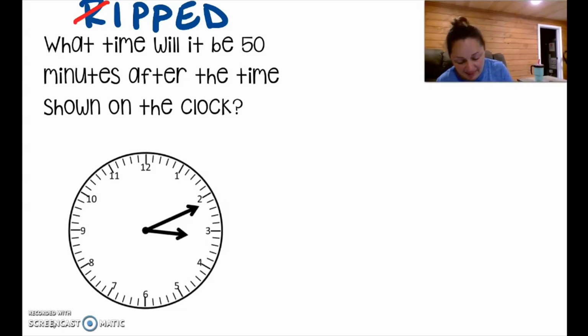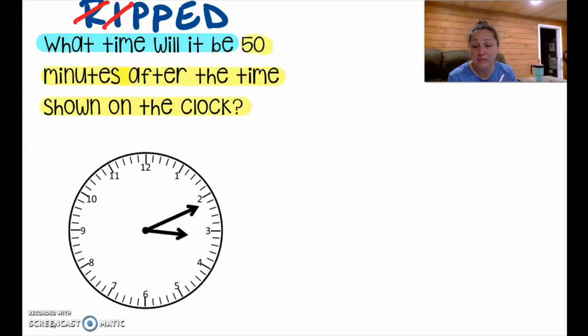So we're going to highlight that. What time will it be? What time will it be when? You ask me, and now I'm going to highlight some important information. What time will it be 50 minutes after the time shown on the clock? Oh my gosh, I kind of highlighted the whole thing, didn't I? It's okay. It happens sometimes when that's the whole thing and it's only one sentence. So we've identified our important information.